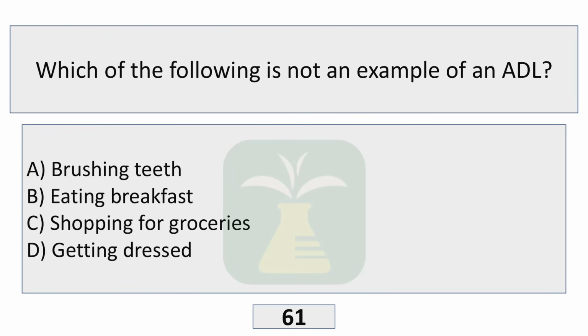Which of the following is not an example of an ADL? A. Brushing teeth. B. Eating breakfast. C. Shopping for groceries. D. Getting dressed.